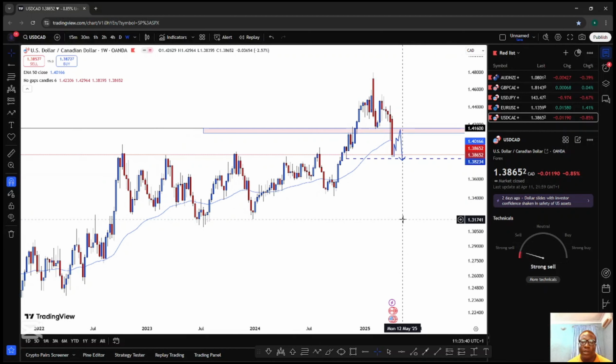Those are the trades that we have for the week. Hopefully we are able to catch some setups and make the best out of it.